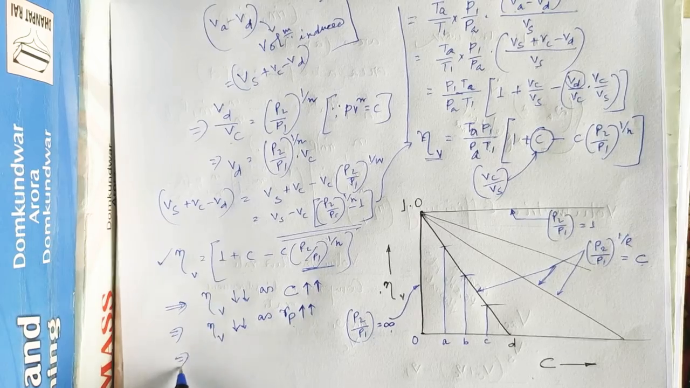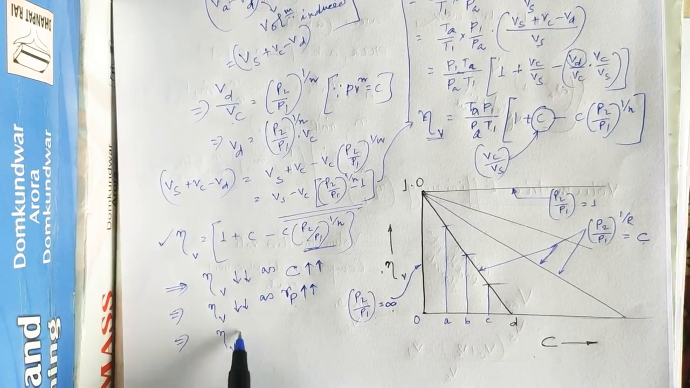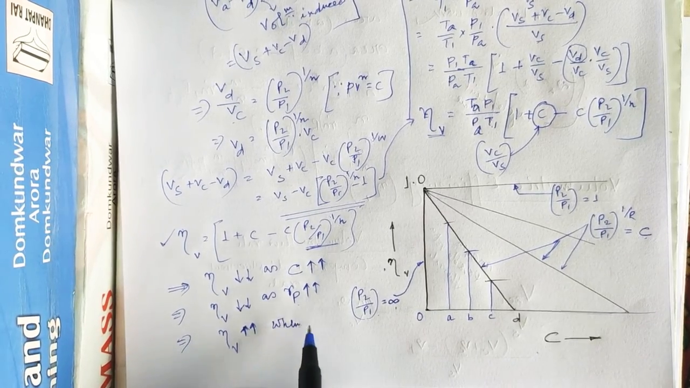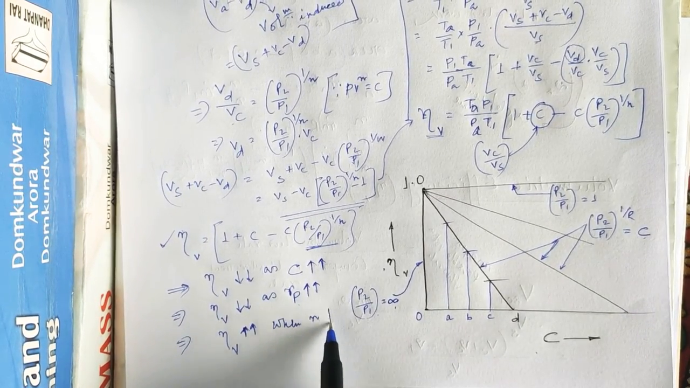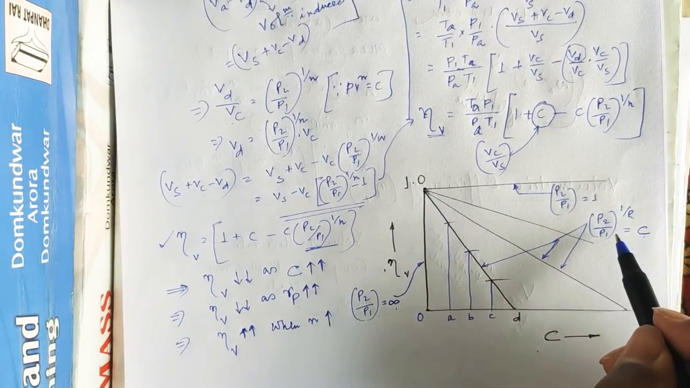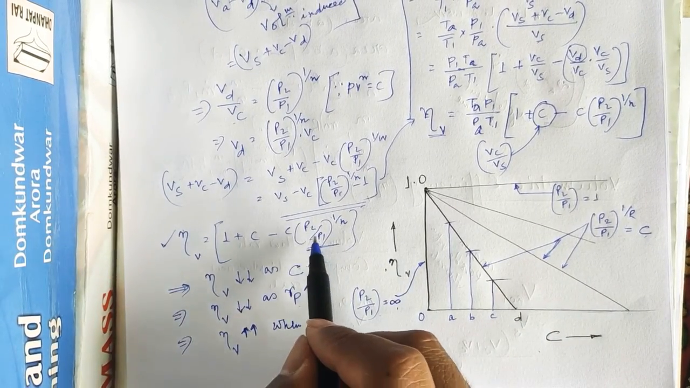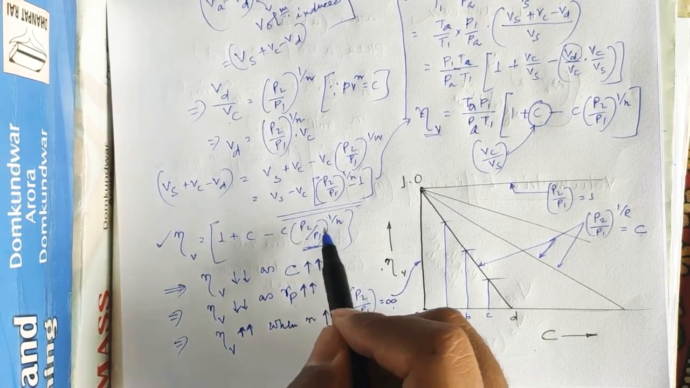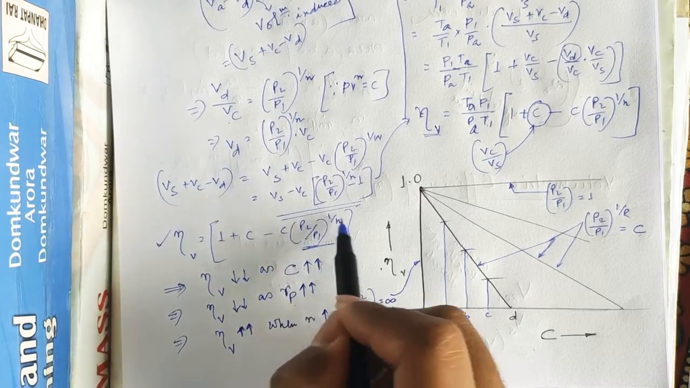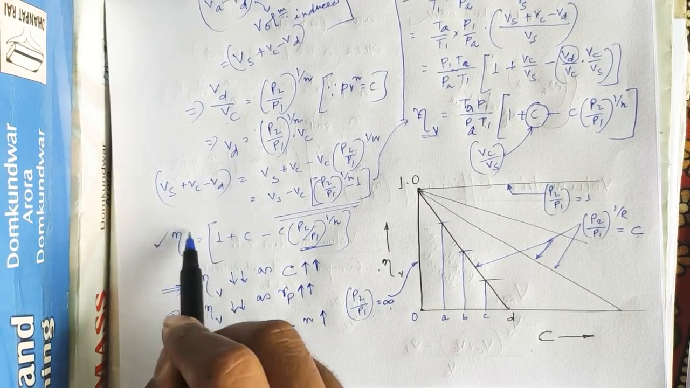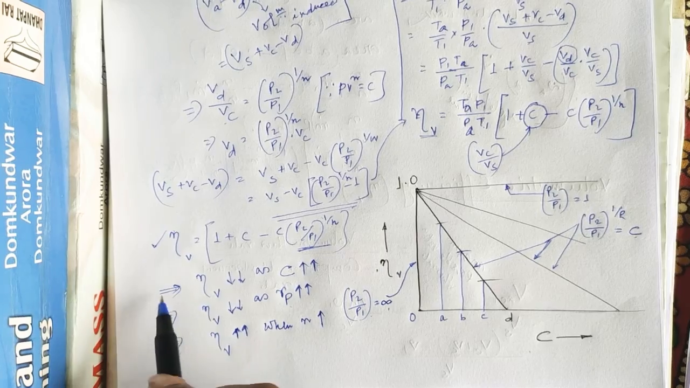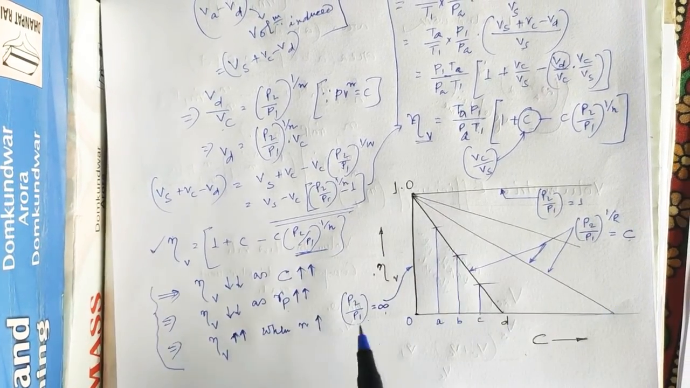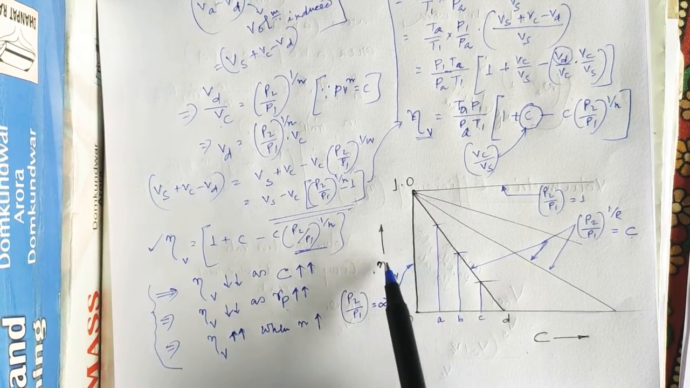And the third thing is, the volumetric efficiency will increase when the value of polytropic index n increases. Because in the expression (P2 by P1) to the 1 by n, when n increases, 1 by n will decrease, so (P2 by P1) to the 1 by n will decrease. So this factor will decrease, as a result of which volumetric efficiency will increase. So these are the three basic observations that we got from this variation of volumetric efficiency with clearance factor.